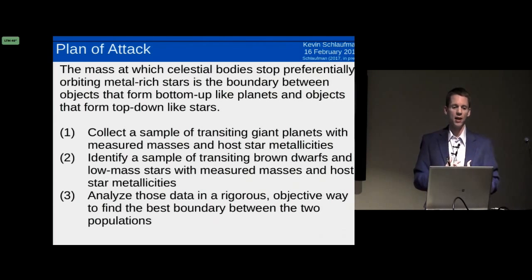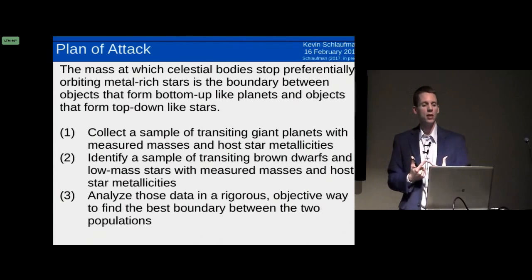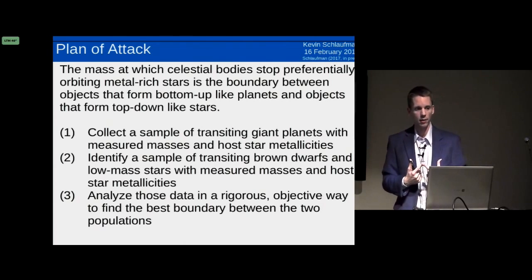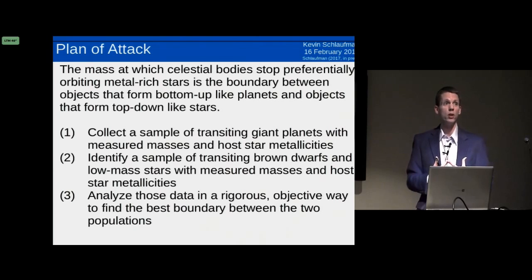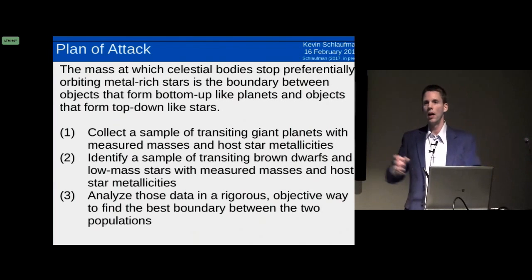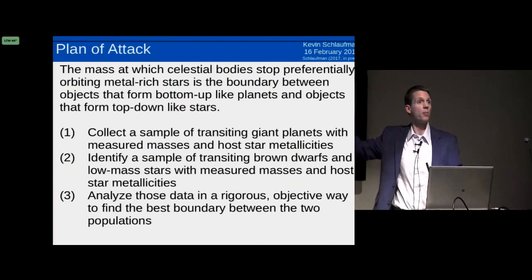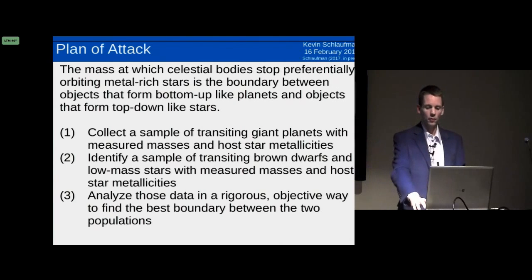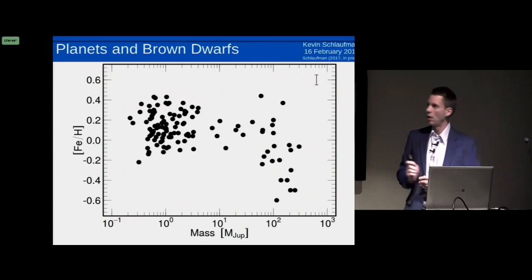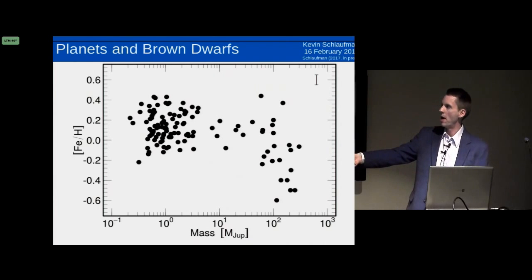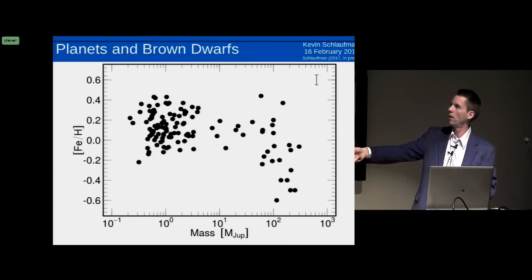But then once you have those data, you actually need to do the analysis. And you need to do the analysis in a rigorous, objective way to find the boundary between these two populations. These things that formed like planets that preferentially orbit metal-enriched stars, and these things that formed like stars that don't care about the metallicity of the star that they orbit. So this is a plot of those data. Here's the mass of the secondary in the system, that is the planet, the brown dwarf, or the low-mass star, on a log scale in Jupiter masses on the x-axis, and this metallicity with iron as a proxy on the y-axis.